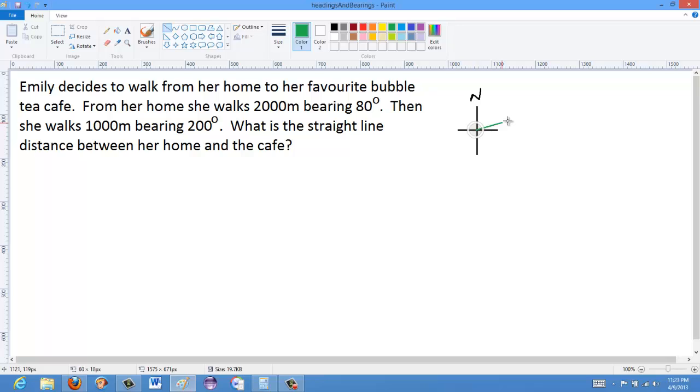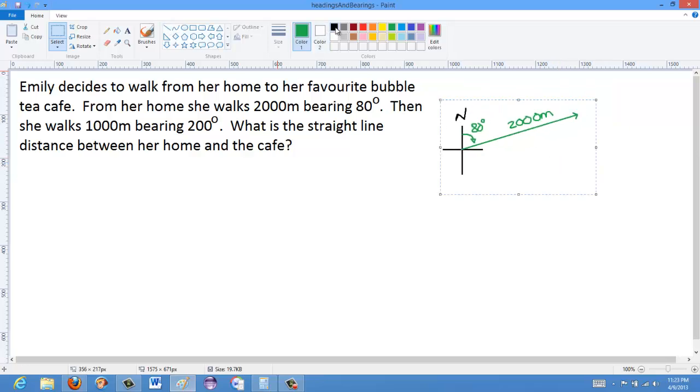She starts here and she goes, let's say that's 2,000 meters. It doesn't have to be exact, as long as the diagram is reasonably accurate. Bearing 80 degrees means that this angle here is 80 degrees, and the length of this line is 2,000 meters. As I said, in physics this is known as a vector, and we can recognize that it's made up of several different components, and we're going to take advantage of that later on.